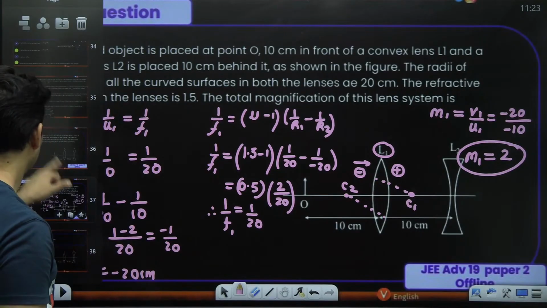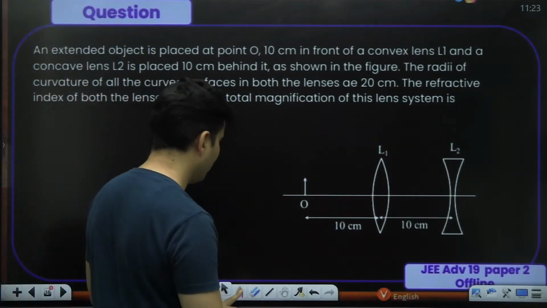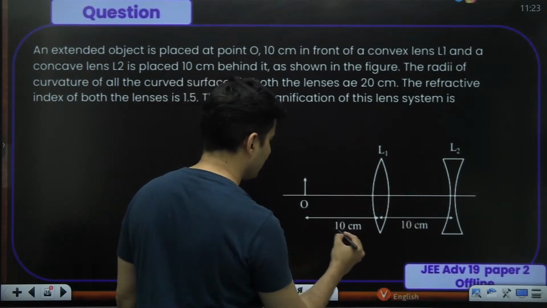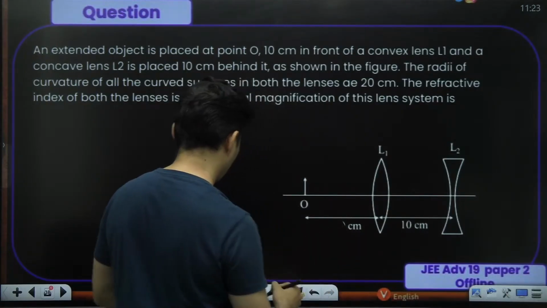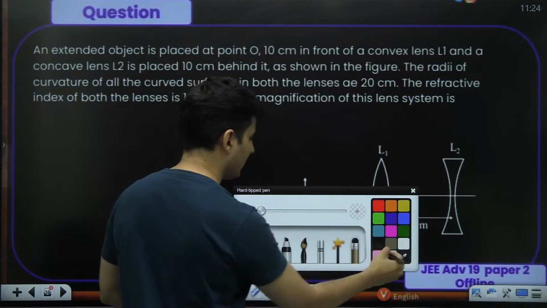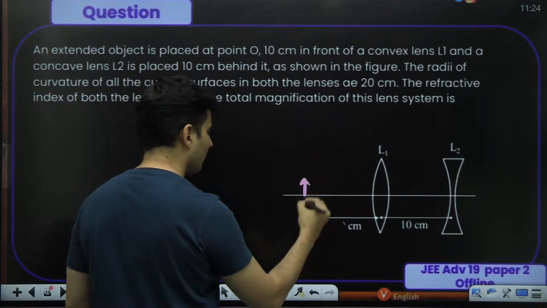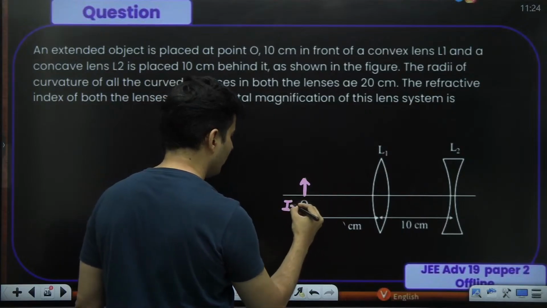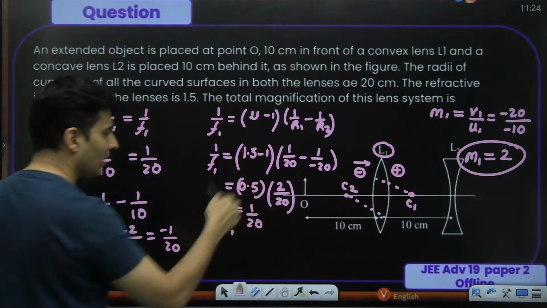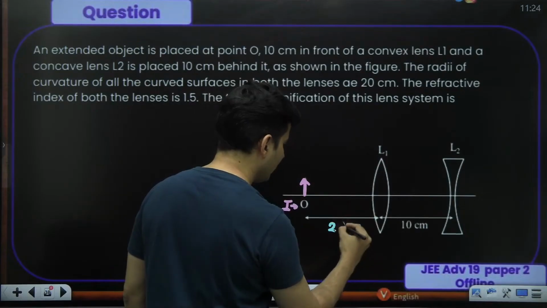Please understand that. Now let's go to lens number 2. Now for lens number 2, what will happen? The object will not be here. It will now be something else. Yes, this distance will change. Now the older object's image will now become the new object for this, and this will be at a distance of 20 centimeters. So the image is formed here. So now this distance will be basically 20 centimeters.